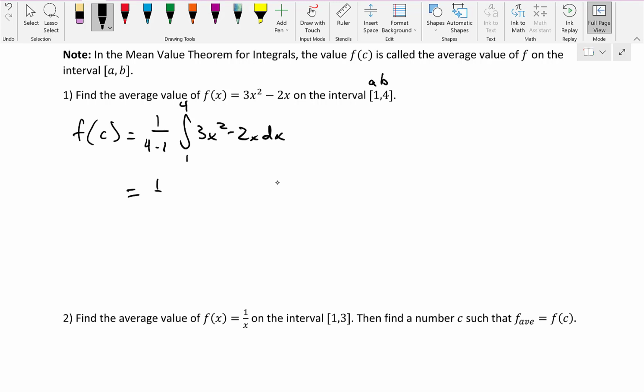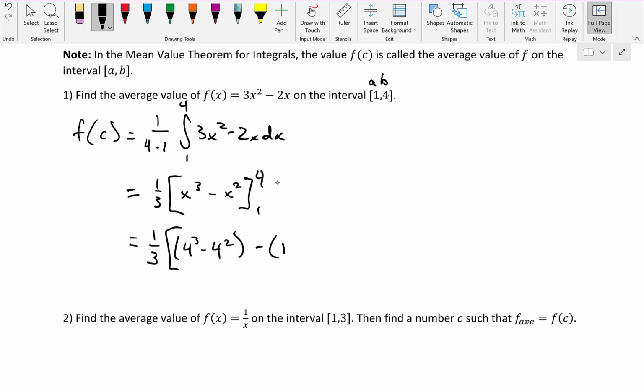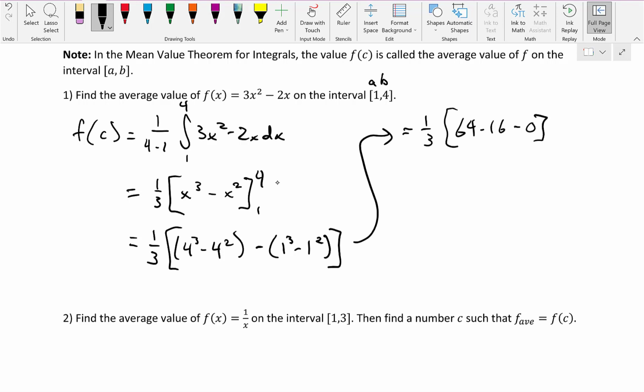The 1 over 4 minus 1 is just a 1/3. If we take our antiderivative, nice easy polynomial, right? Continuous everywhere, so the mean value theorem applies here. We get x cubed minus x squared from 1 to 4. And then just simplify. We've got a 1/3 times 4 cubed minus 4 squared minus, plugging the 1 in for both will give us a 0, but 1 cubed minus 1 squared gives us a 1/3 times 64 minus 16 minus 0, or a 1/3 times 48, which is 16.